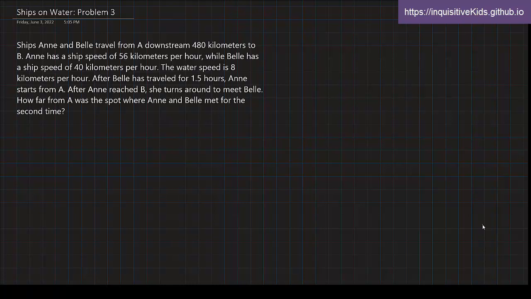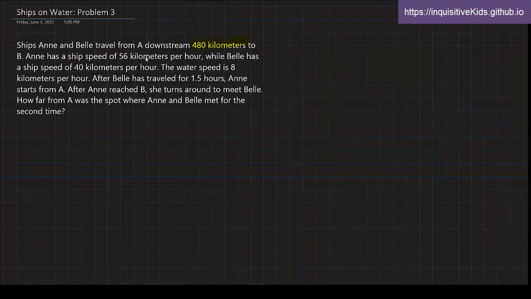In problems 3 and 4, we will be looking at meet-up and catch-up problems done with ships on water. So let's get started. Ships Anne and Belle travel from A downstream 480 kilometers to B.